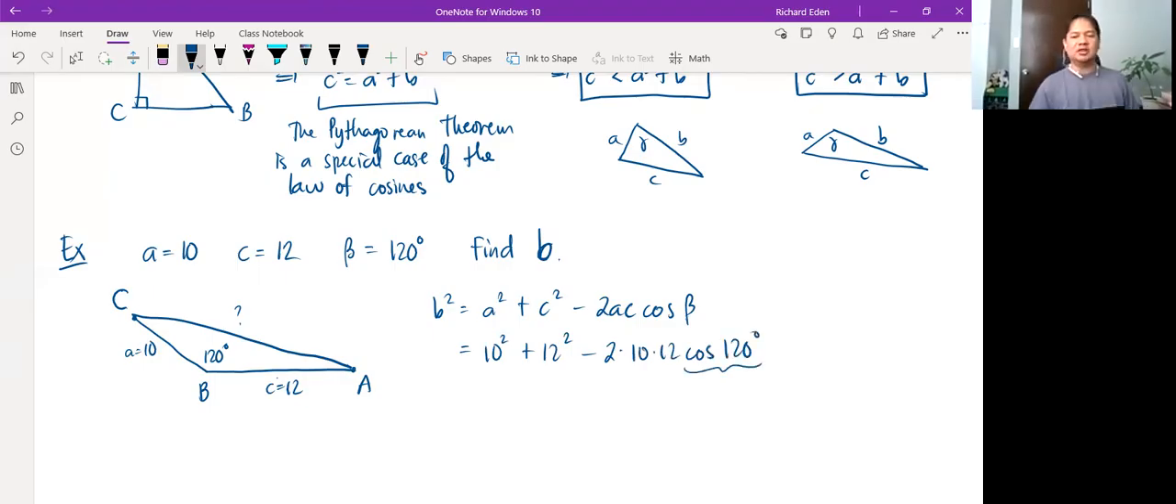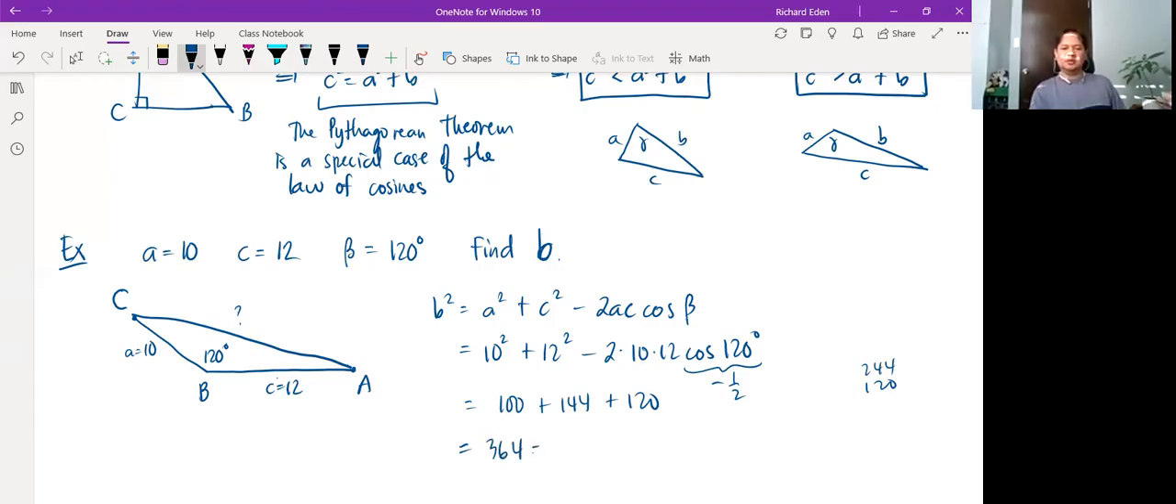What's the cosine of 120 degrees? Cosine of 120 degrees is just negative cosine 60 degrees, which is adjacent over hypotenuse, 1 over 2, 1 half. Negative, yeah, negative 1 half. So we have 100 plus 144. So minus, it's going to be plus 120. So 244, 120. So we're going to have 364.